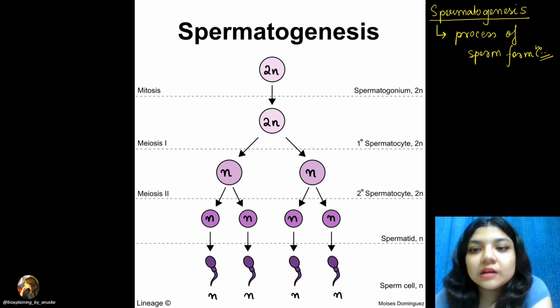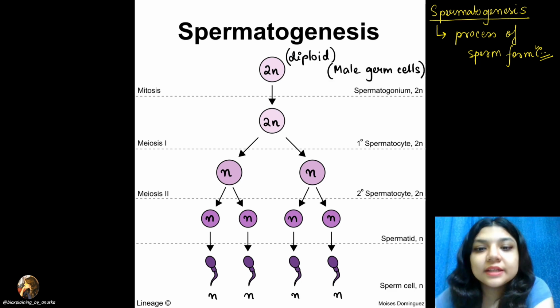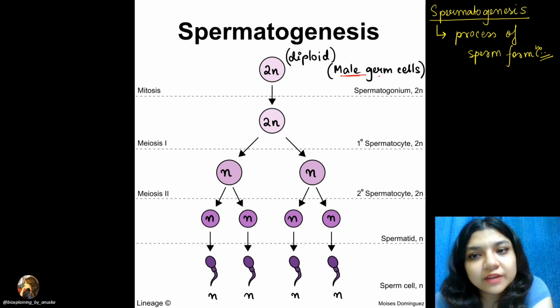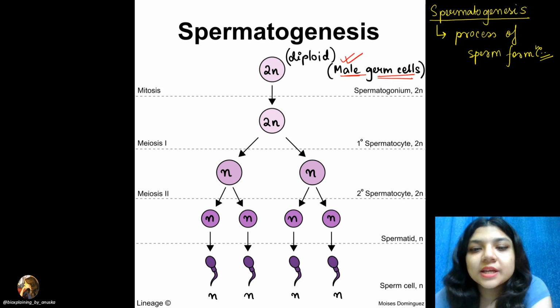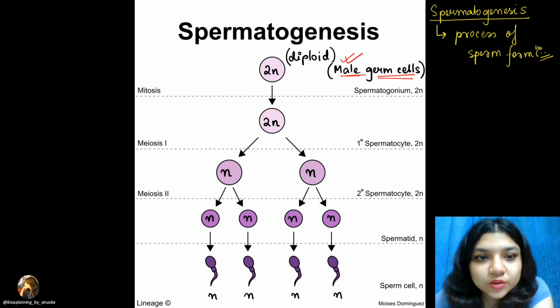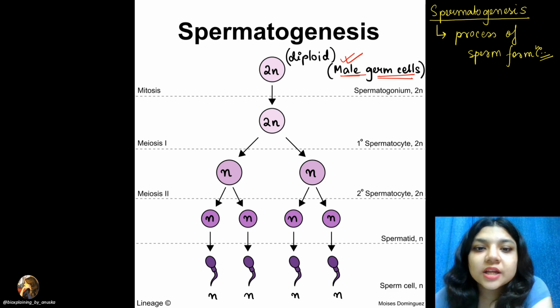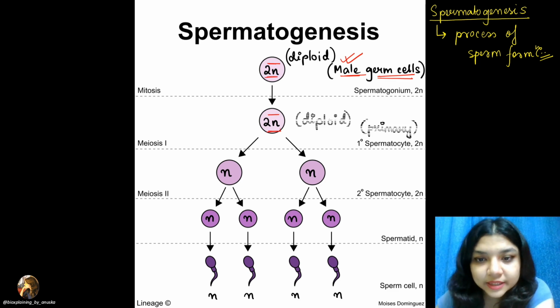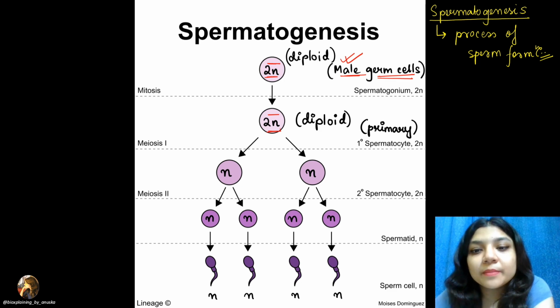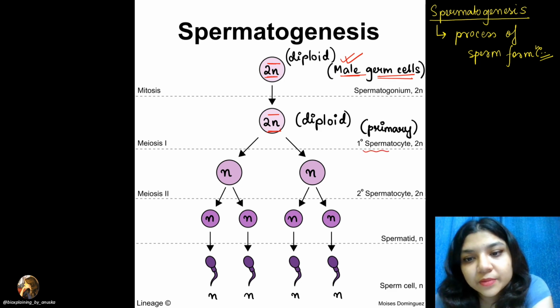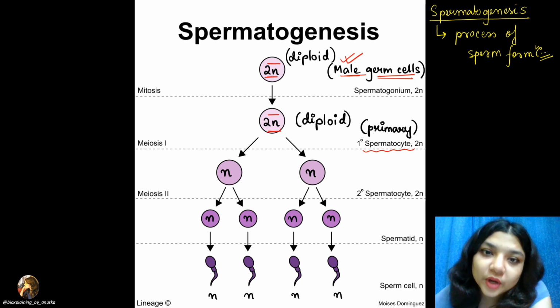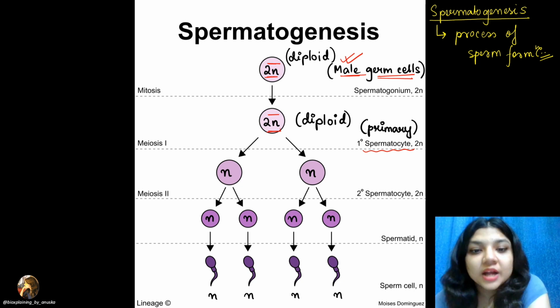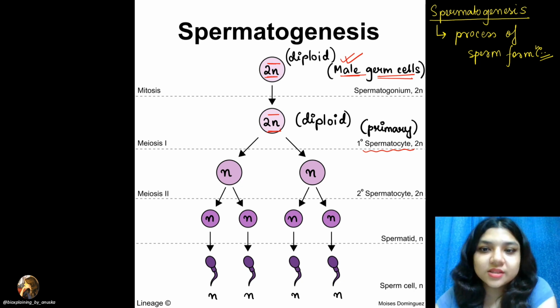Spermatogonium is a diploid cell and this is the male germ cell. We have just seen that inside the seminiferous tubule, male germ cells are present. So what happens here? Mitosis happens. When mitosis happens, the 2n still remains 2n. So what do we get? We get the primary spermatocyte, which is still diploid. Now the meiosis process starts.